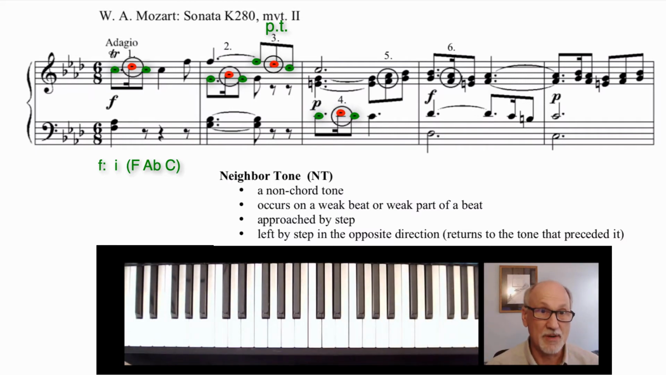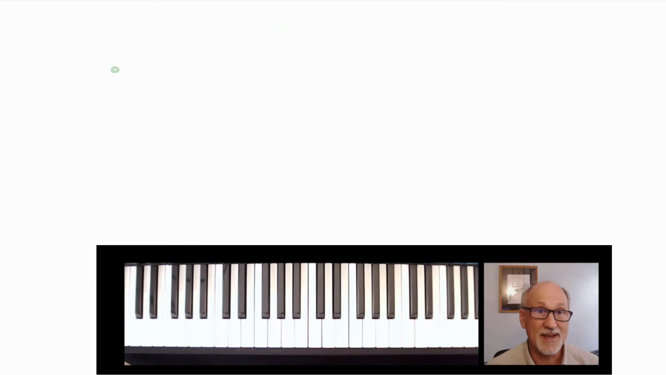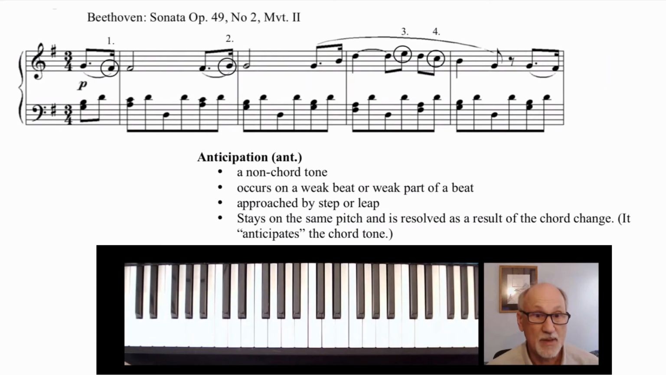Here we go. Let's talk about another non-chord tone. This is an anticipation. An anticipation is a non-chord tone. It occurs on a weak beat or part of a beat, just like the other 2. It is approached by a step or a leap. That's a little different. And it stays on the same pitch, and it is resolved as a result of a chord change. In other words, it anticipates a chord that is about to change.